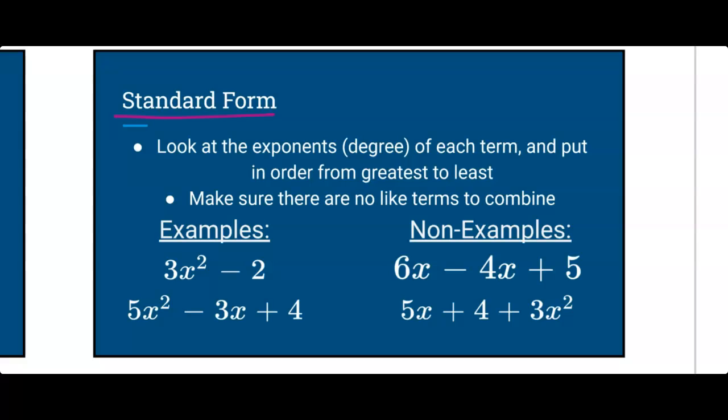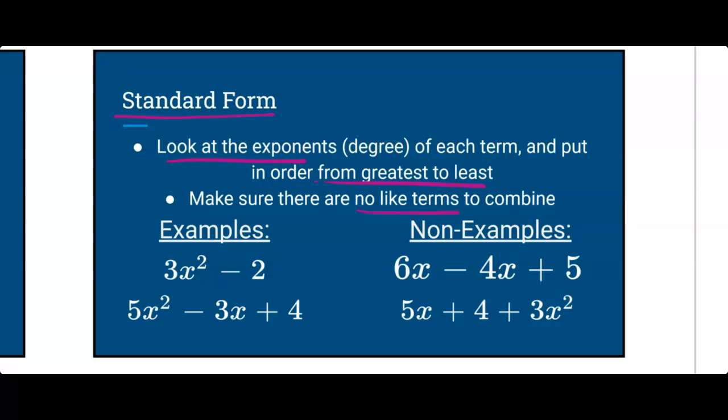And it's quite easy. You're just going to look at your exponents and put them in order from greatest to least. You're also going to make sure that you don't have any like terms. If you do have like terms, then you should combine them. And when you've got the exponents going from greatest to least, that makes your leading term actually be your leading term.